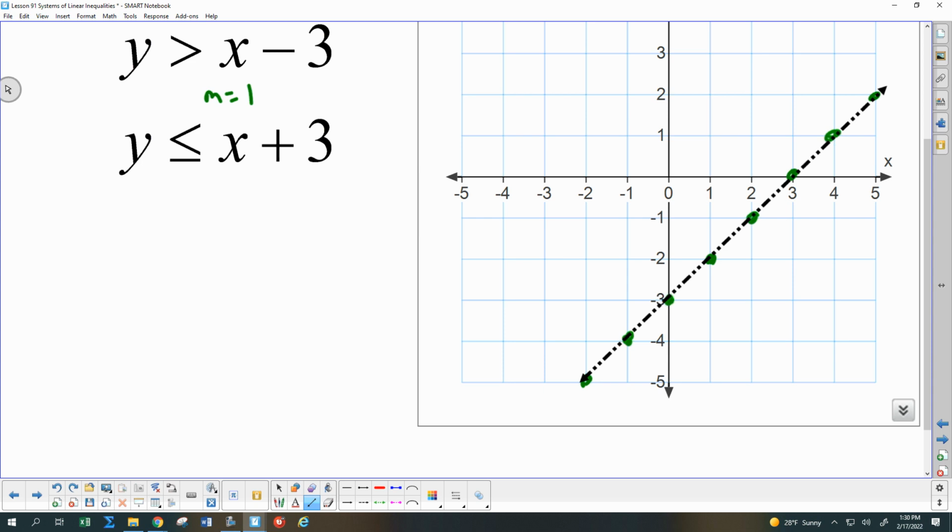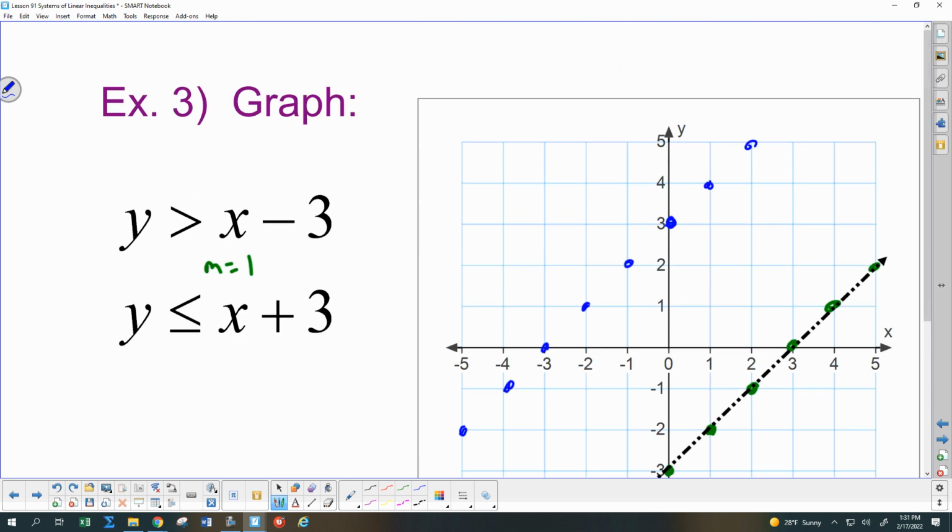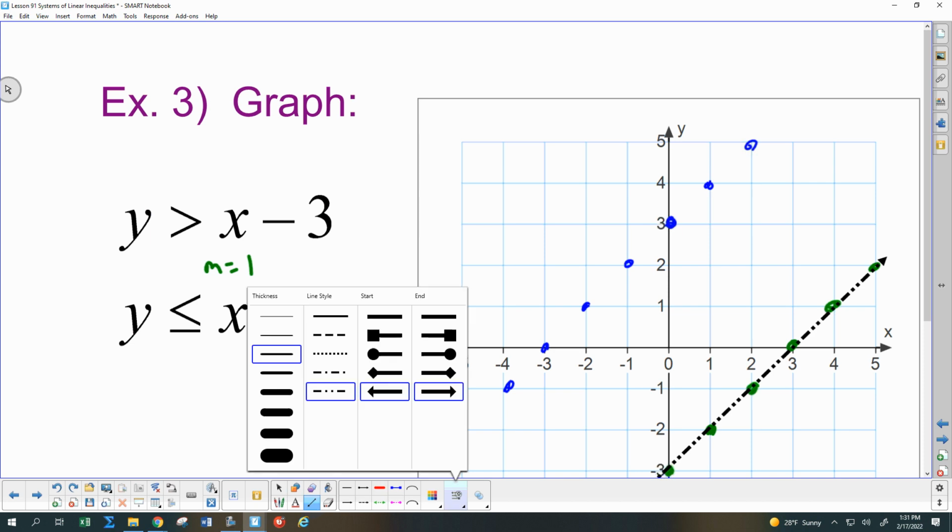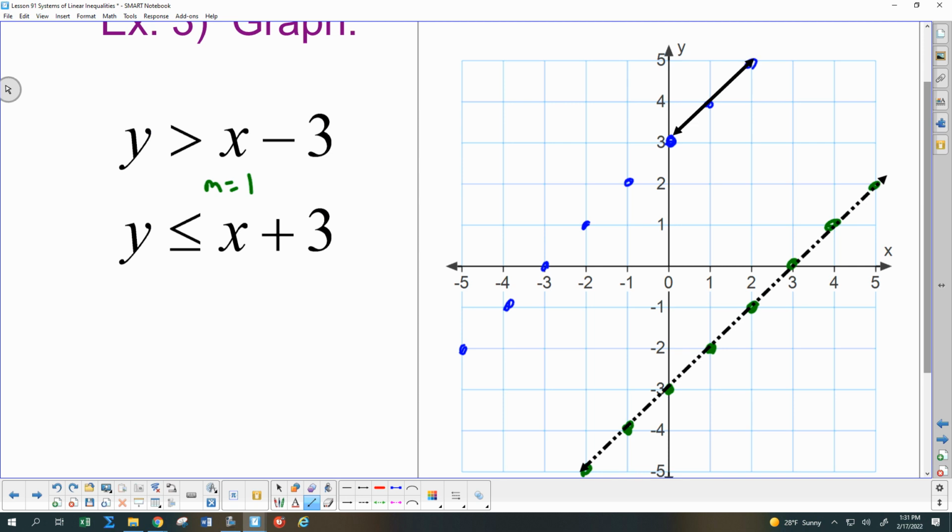And then for the second one, y-intercept of +3, again with a slope of +1. Is this one solid or dotted, everybody? Solid, so let me change that to a solid line. And we'll draw that in. Now we have to figure out, do we shade above both of them? So this part up here. Do we shade the part that's between, that's below the solid and above the dotted? Or do we shade this part down here that is below both of them?